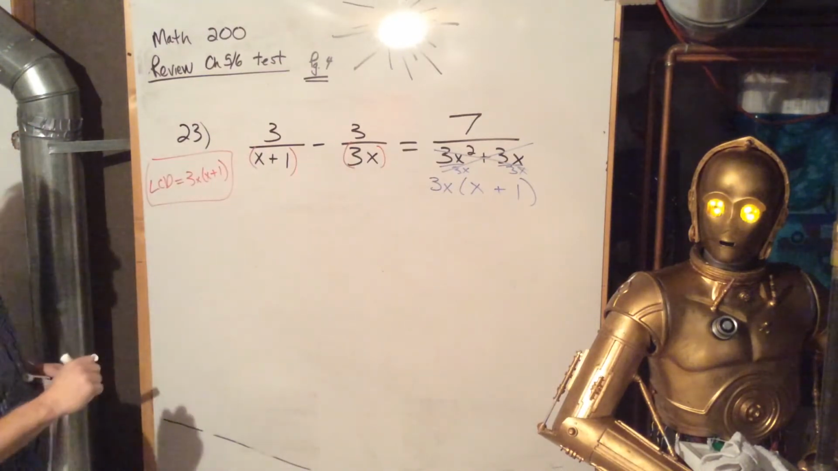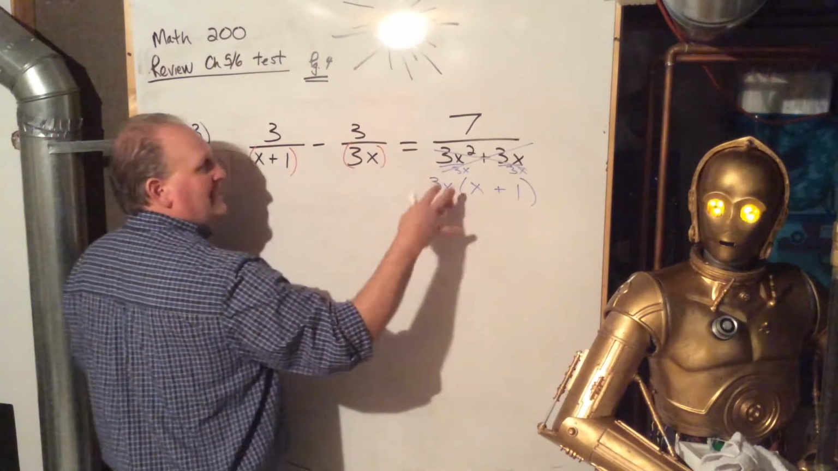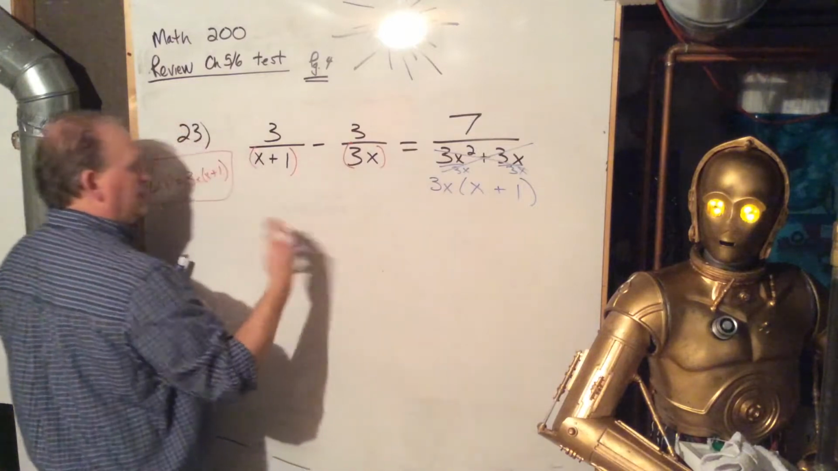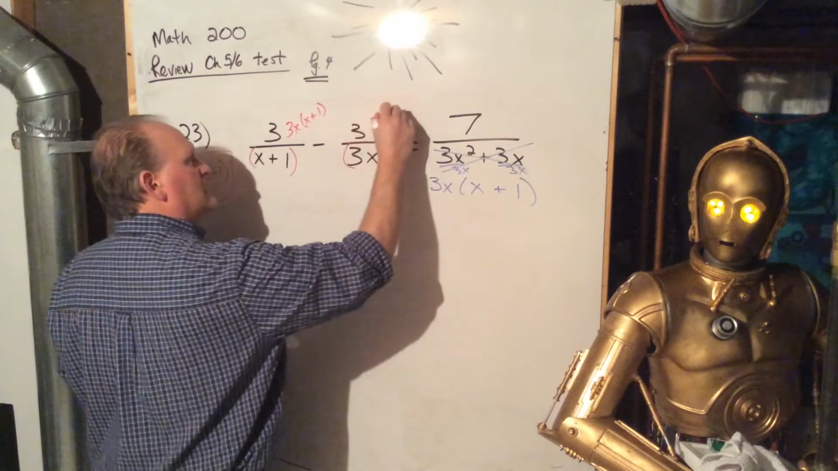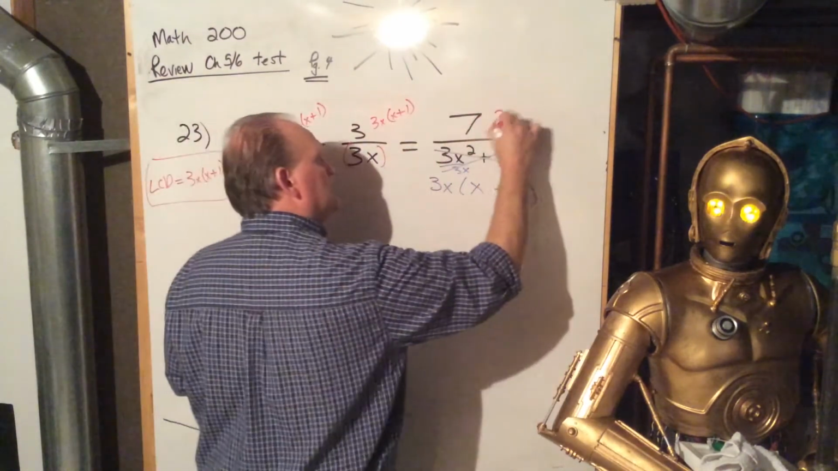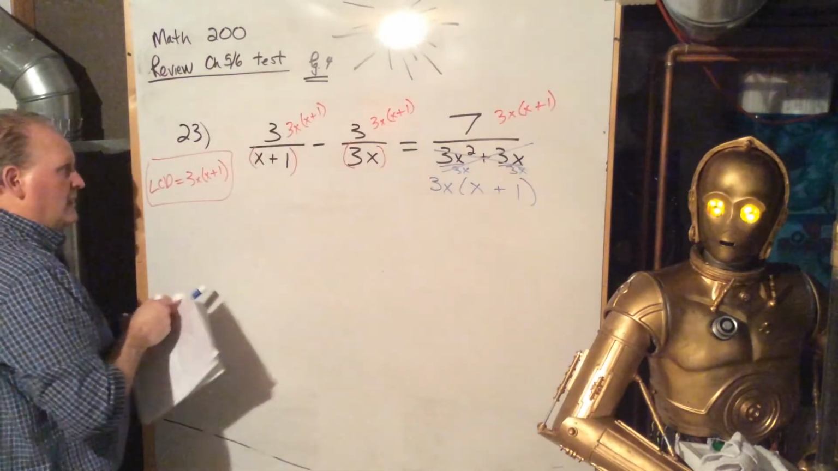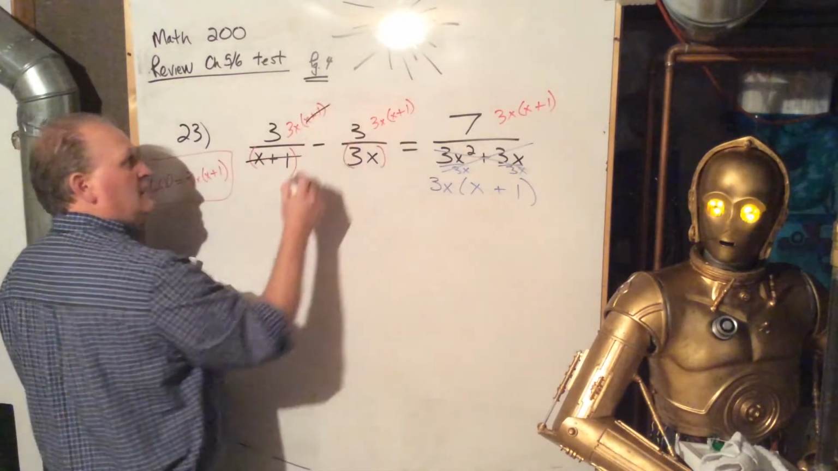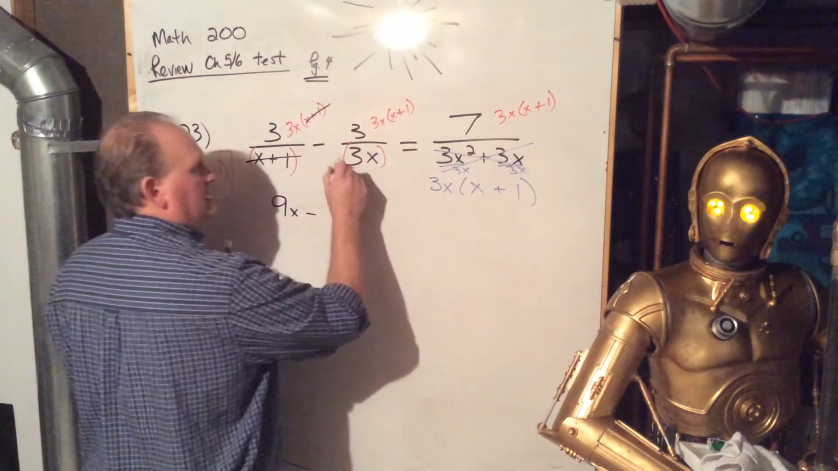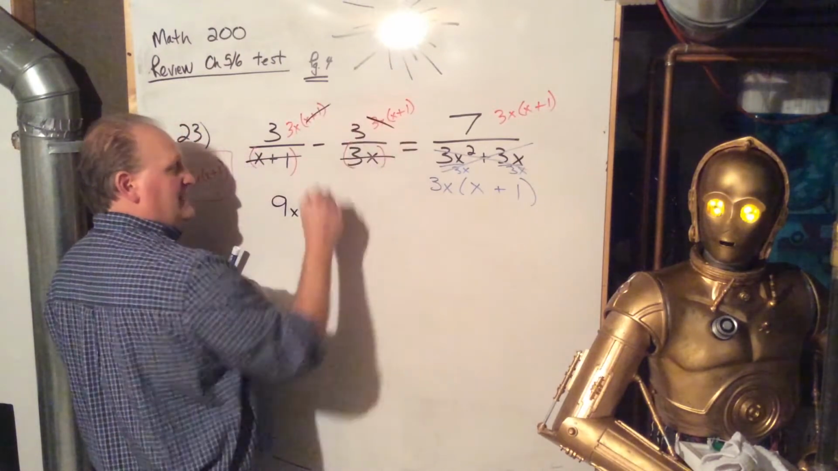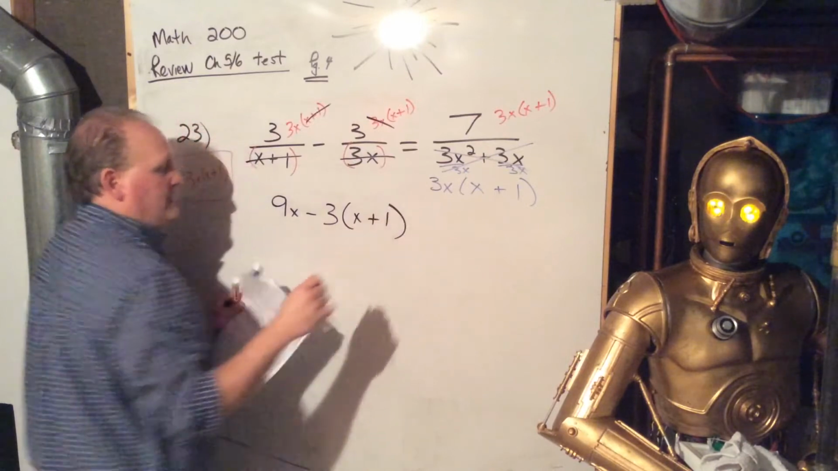So with that LCD, because it's an equation, we can multiply every term by the same thing. And in this case, we're going to multiply everything by 3x times x plus 1, 3x times x plus 1, 3x times x plus 1. So now the x plus 1's cancel there. And we end up with 3x times 3, which is 9x. The 3x is canceled there. We have 3 times x plus 1. We have to be careful there.